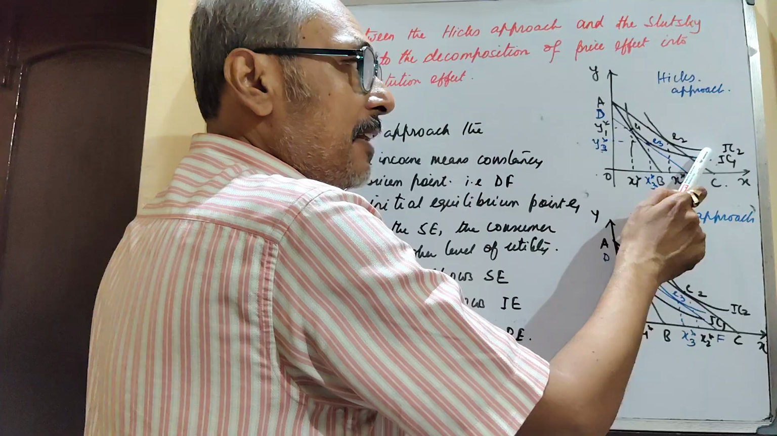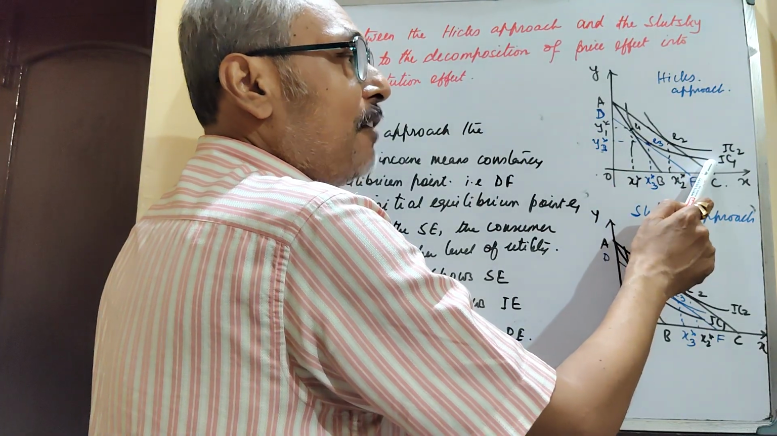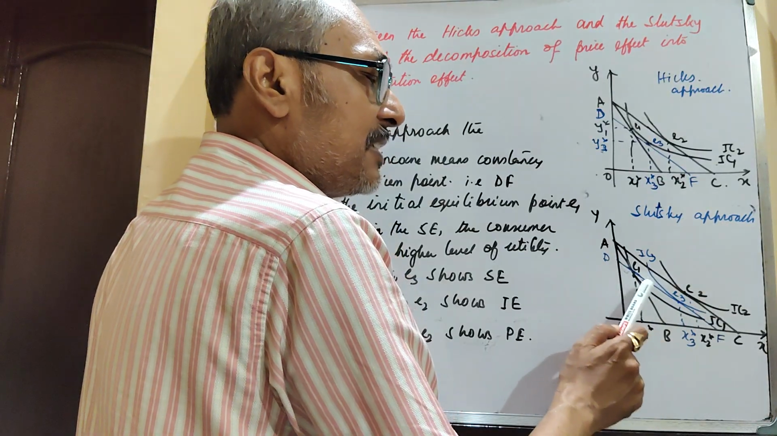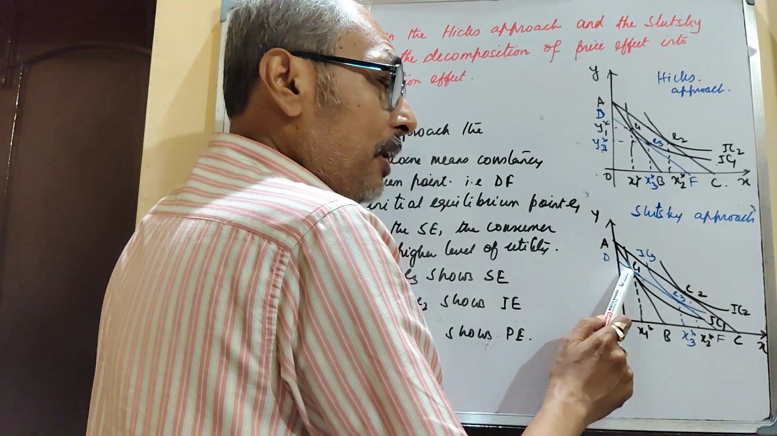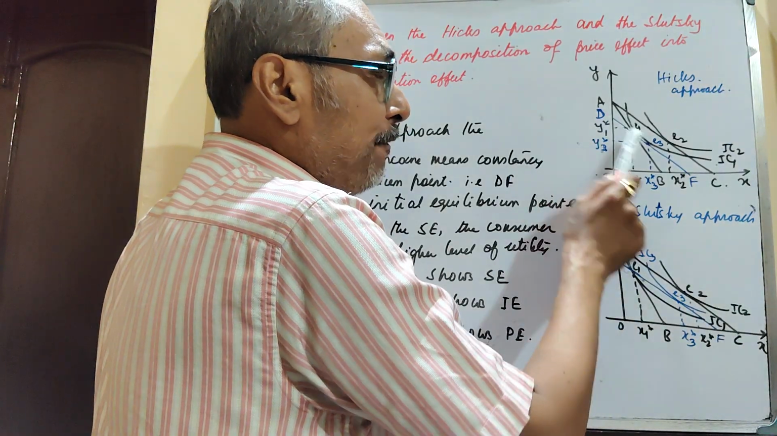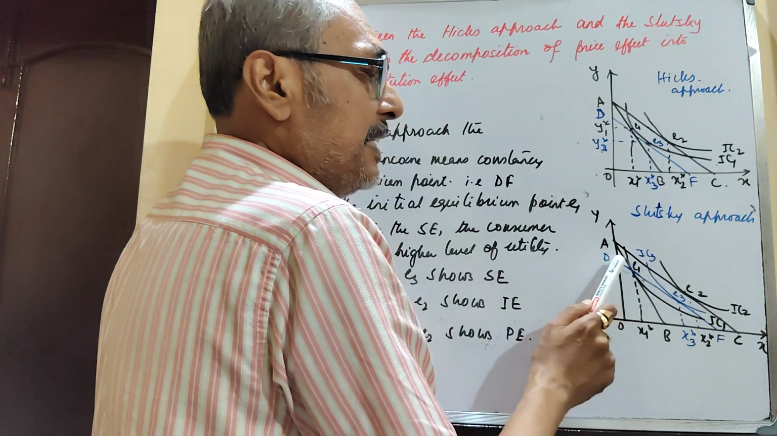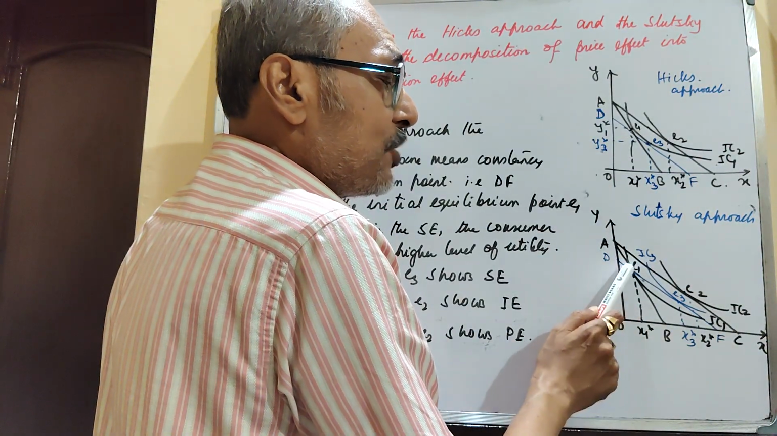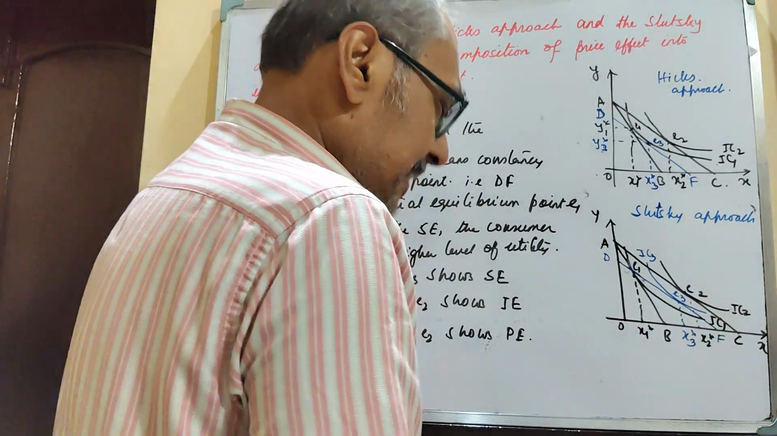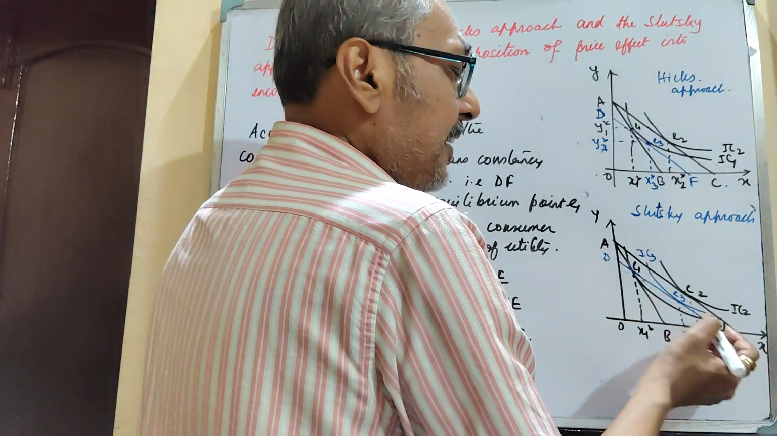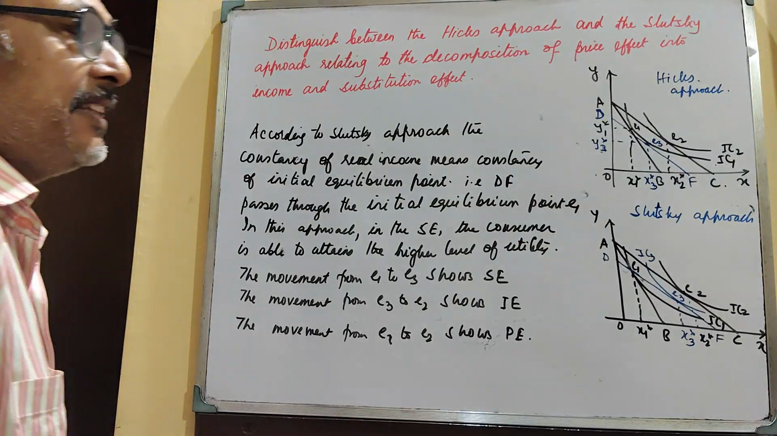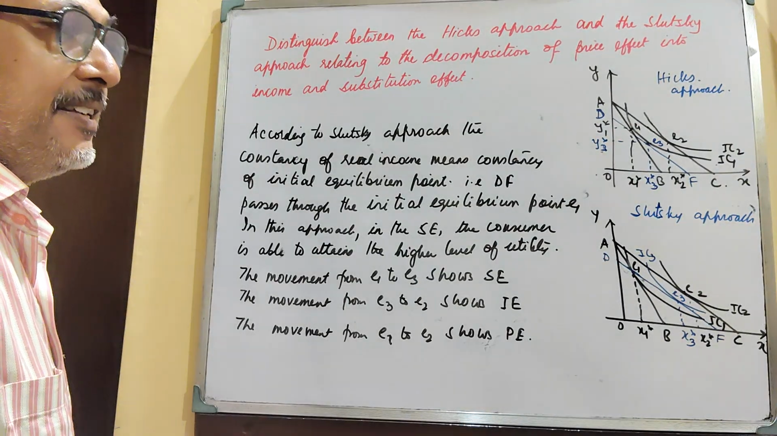The constancy of real income in Hicks approach means constancy of the utility level. In the Slutsky approach, constancy of real income means constancy of the initial equilibrium bundle. Here DF line is tangent to IC1. In this case, DF line passes through E1 and is tangent to another IC, that is IC3, which is higher than IC1. Therefore, the level of utility increases.